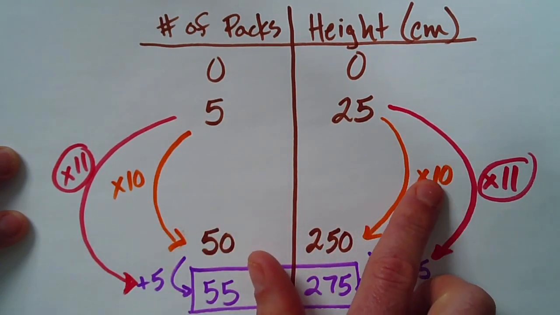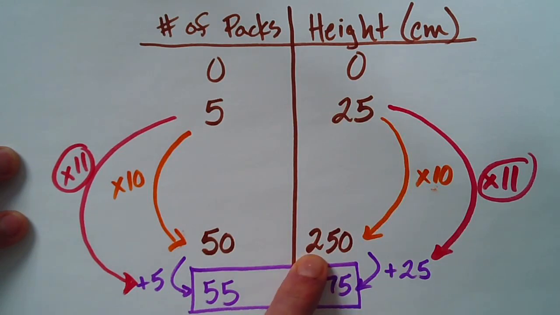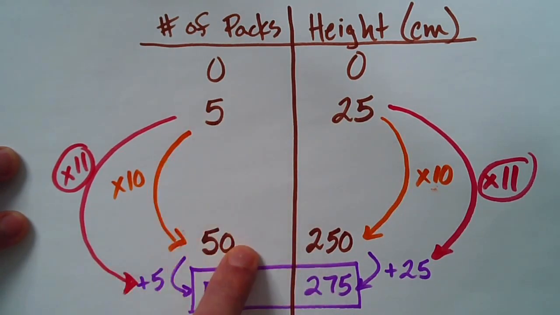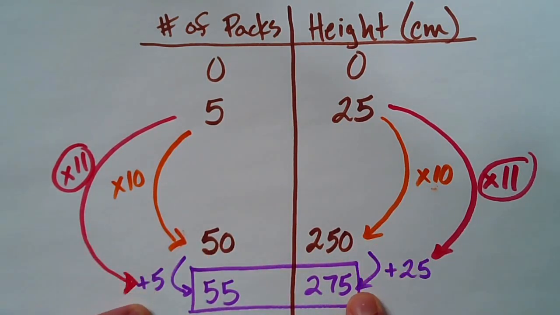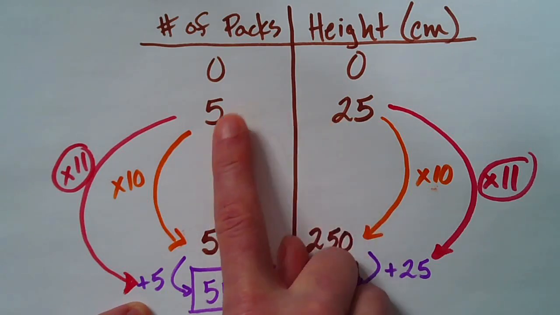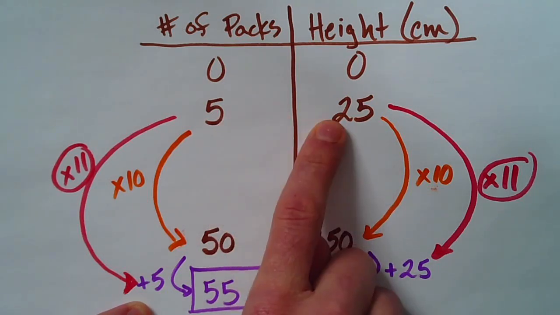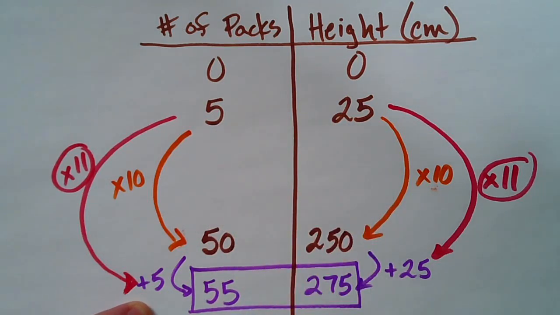I go, okay, well, 10 groups of 25 centimeters is 250. That's real close to where I've got to get to. So I've got 50 packs, and then I can add one more group of 5 packs, which is 25 centimeters, and here we are.